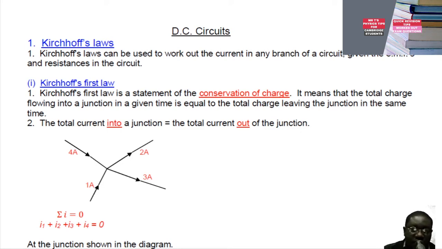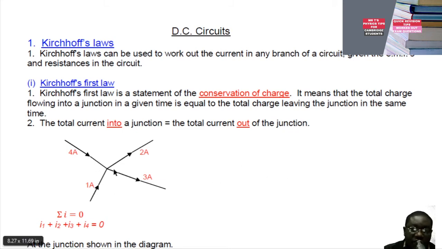Kirchhoff's first law. This is a statement of the conservation of charge. It means that the total charge flowing into a junction in a given time is equal to the total charge leaving the junction in the same time. There is no charge build-up at a junction. In other words, the total current into a junction is equal to the total current out of a junction.